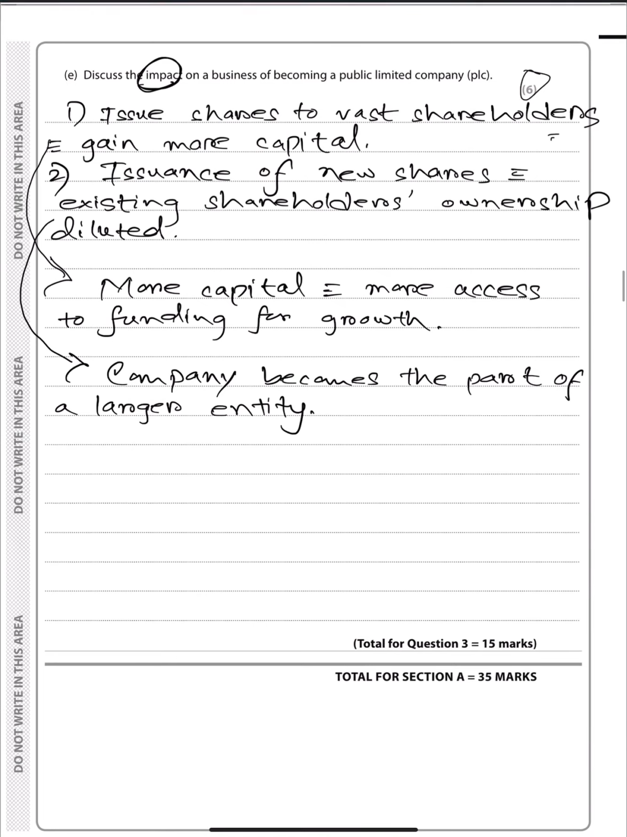This is section A. We've finished section A, and if you write it this way, you're gonna get 35 marks and be good to go. For the next video, we're gonna do section B and then section C.